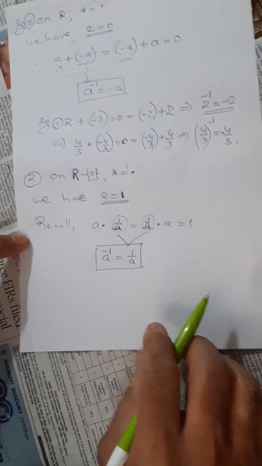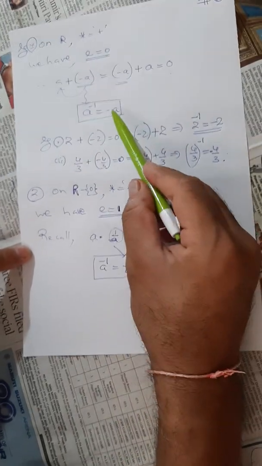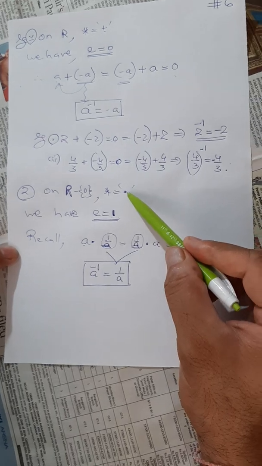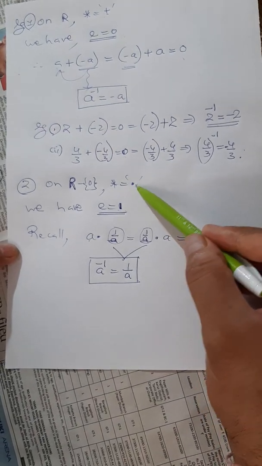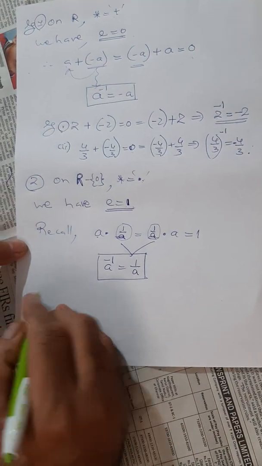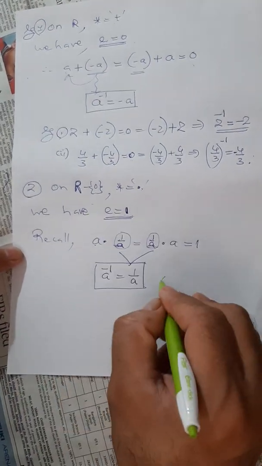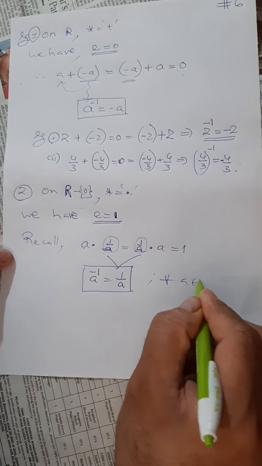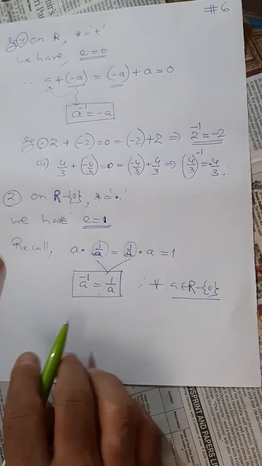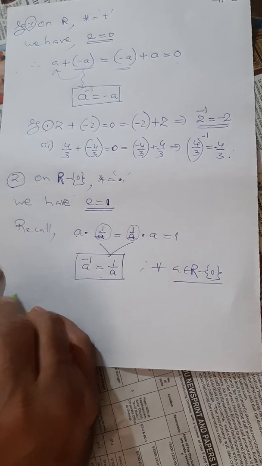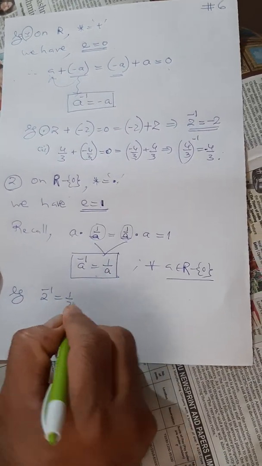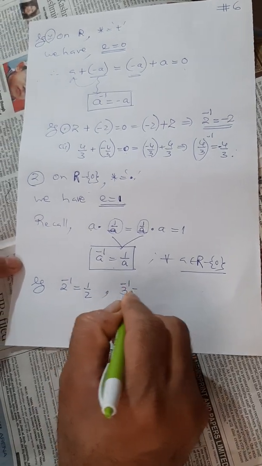This is with respect to which operation? Multiplication. And this was with respect to which operation? Addition. That's the difference. Keep the operation in your mind. Here the operation is multiplication, here the operation is addition, remember. So this is true for every real number other than 0. 0 has no inverse, you know it. So the inverse of 2 is obviously the reciprocal, 1 upon 2. The inverse of 3 is 1 upon 3.